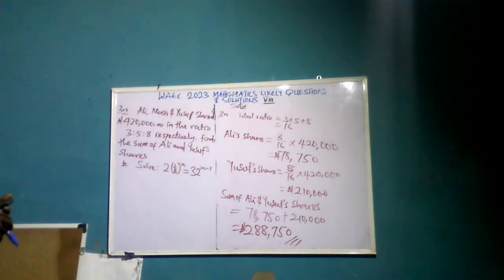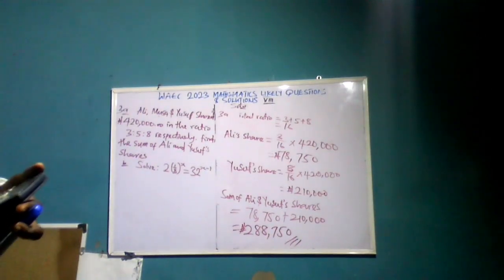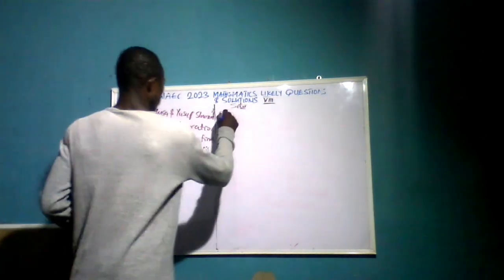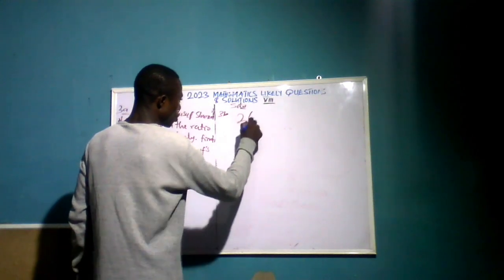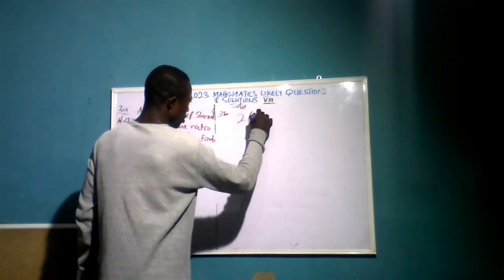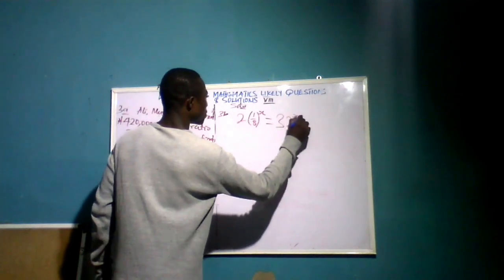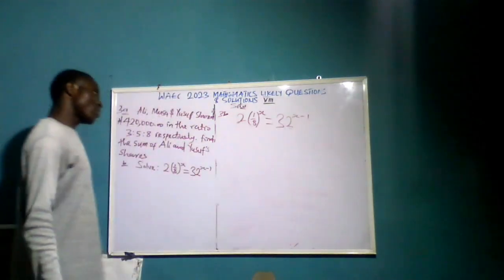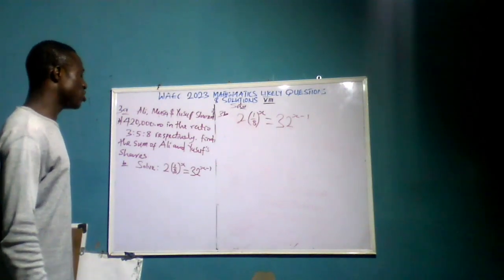Now let's take question number 3B. You have to solve for x in this equation. Okay, we have 2 1 over 8 raised to power x equal to 32 raised to power x minus 1. I must remind you that this equation is called an indicial equation.